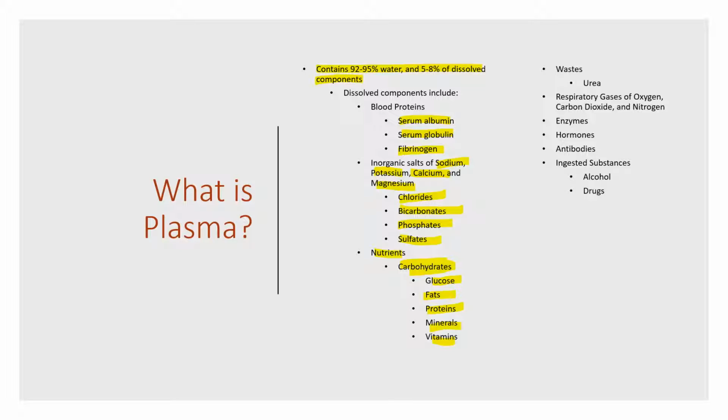In waste, as you may have heard in the circulatory system, urea is found in plasma. Respiratory gases of oxygen, carbon dioxide, and nitrogen are also present. We also see enzymes, hormones, and antibodies present in plasma, and ingested substances. This is kind of a little different here. Ingested substances like alcohol and drugs are all found in plasma.